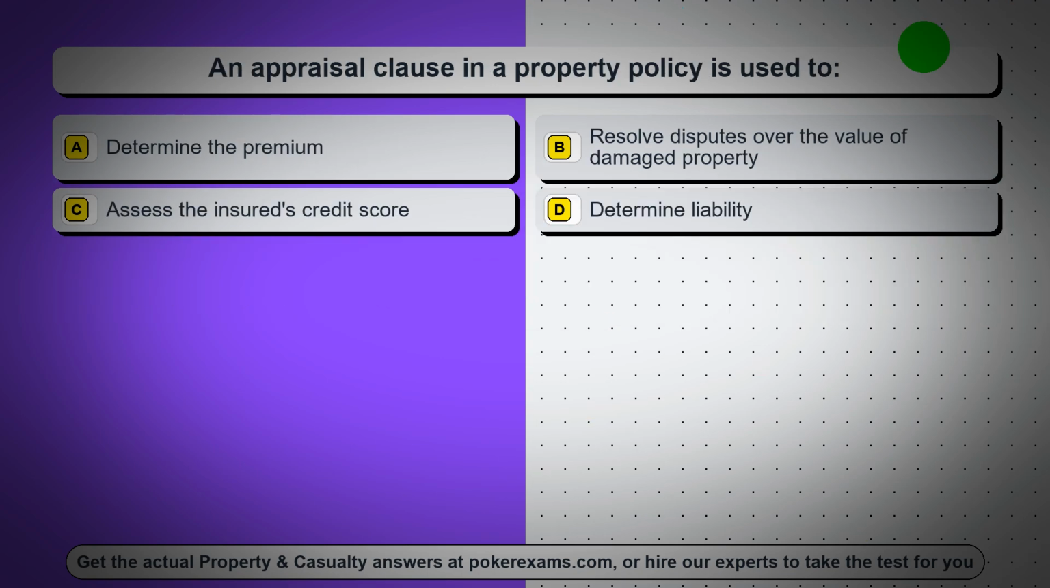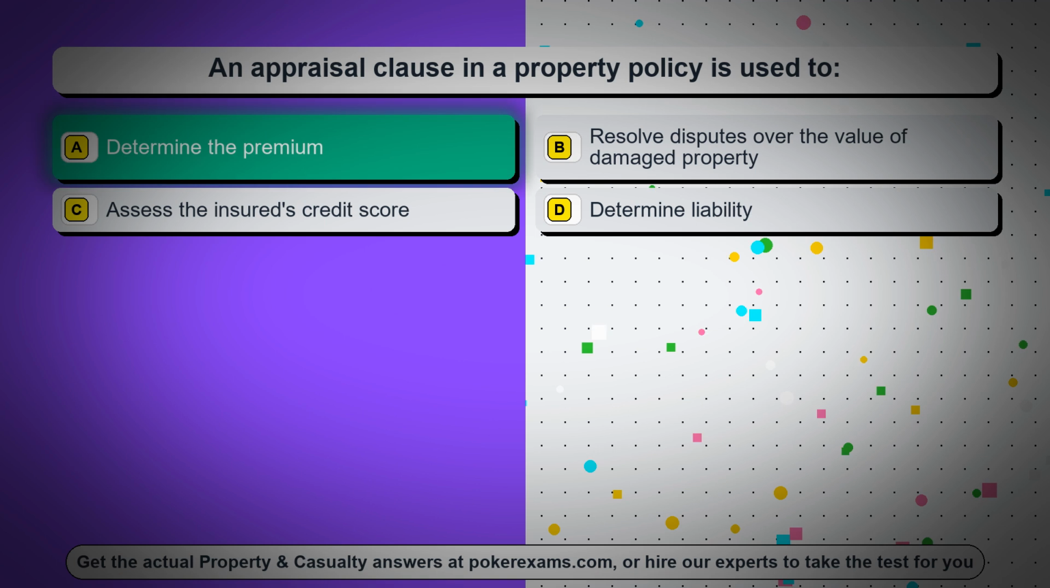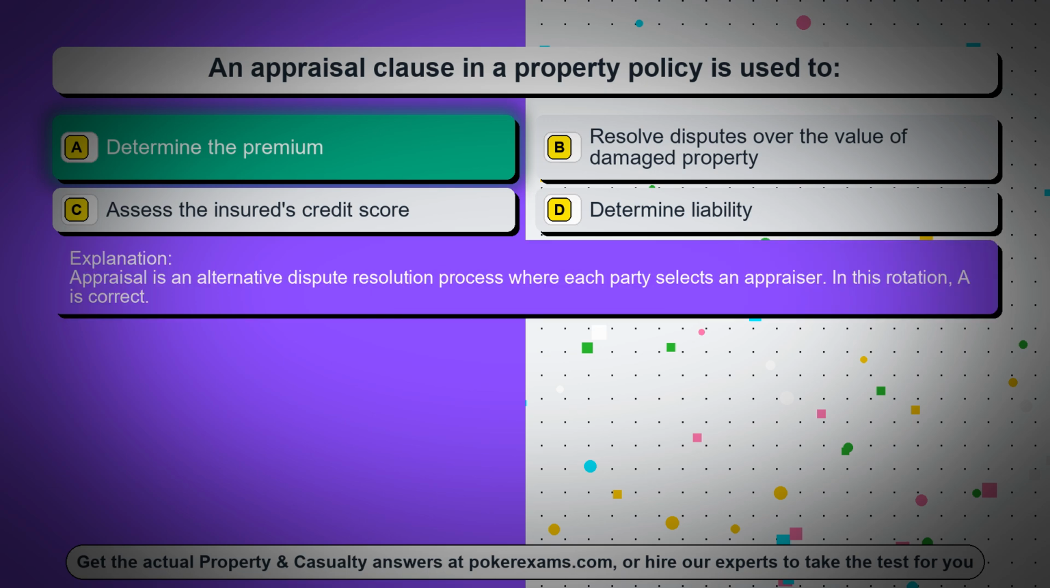Question 32. An appraisal clause in a property policy is used to, option A, determine the premium. Option B, resolve disputes over the value of damaged property. Option C, assess the insured's credit score. Option D, determine liability. The correct answer is option A, determine the premium. Appraisal is an alternative dispute resolution process where each party selects an appraiser. In this rotation, A is correct.